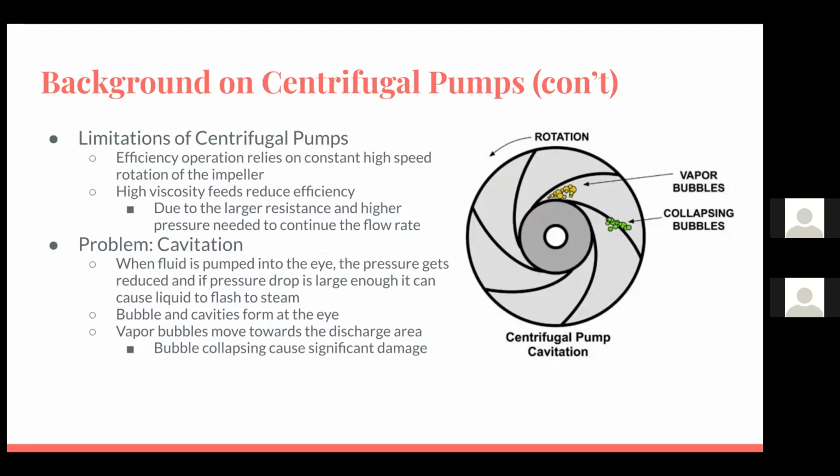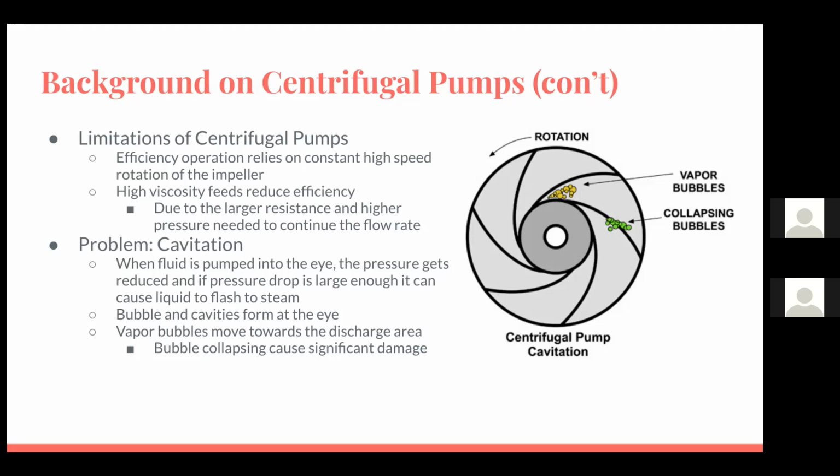Now, the limitations of centrifugal pumps include that to make it very efficient, you need to make sure that the blades are at a high constant speed. And also that they can't have highly viscous fluids because it reduces the efficiency. This is because when there's a larger resistance, higher pressure is needed to continue to maintain the flow rate.